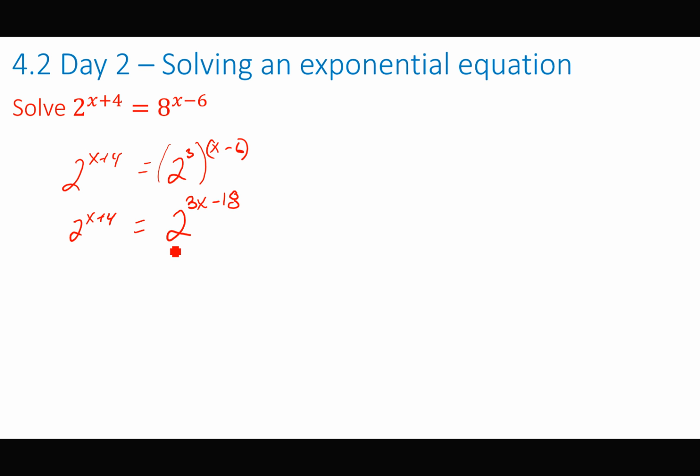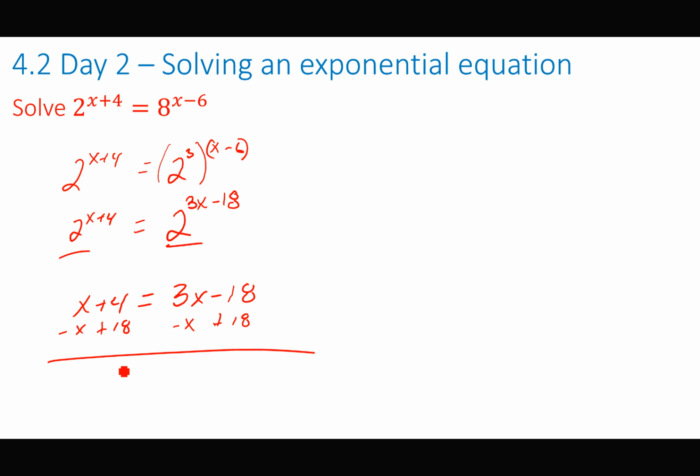Now I've found my same base, so that's easy enough. I just need to make x plus 4 equal 3x minus 18. If I were to add 18, subtract x, that's going to put me at 22 equals 2x. So therefore 11 would be x.